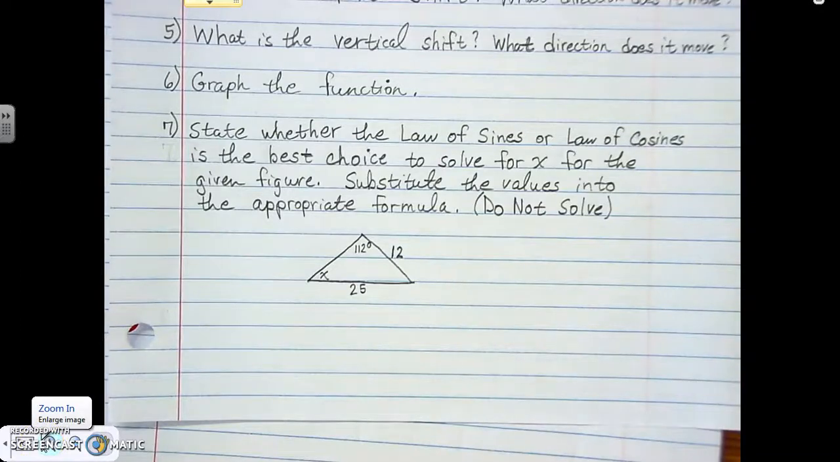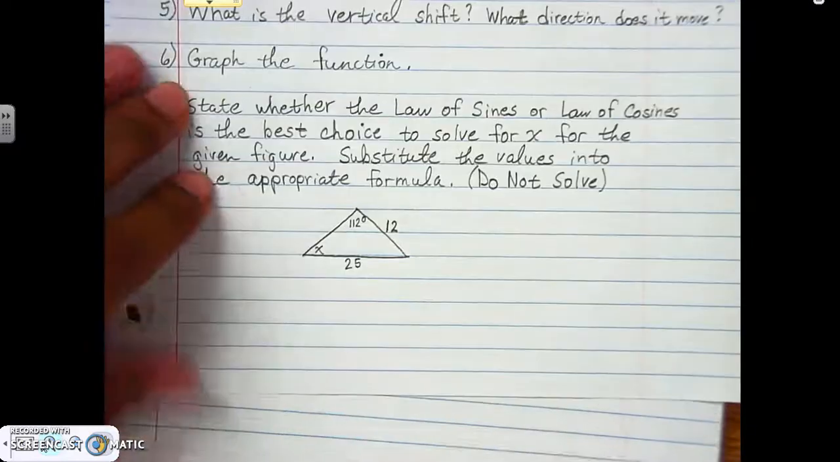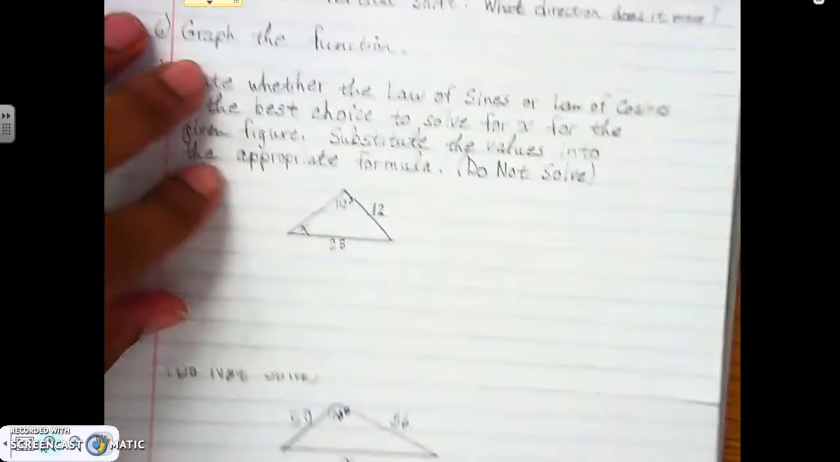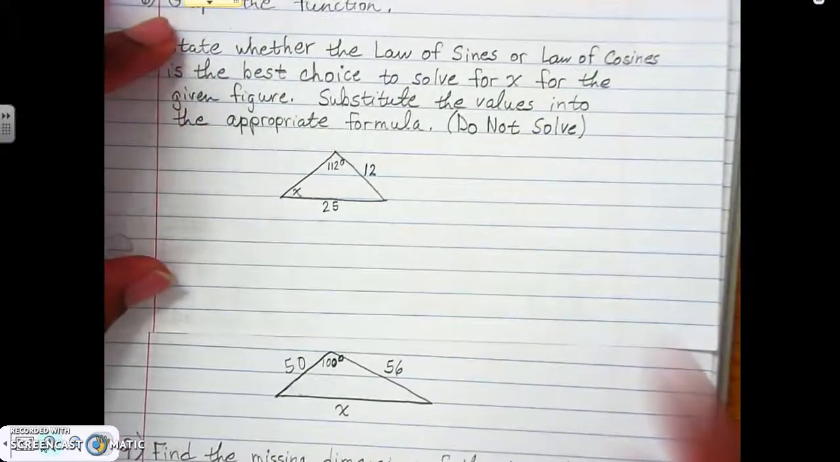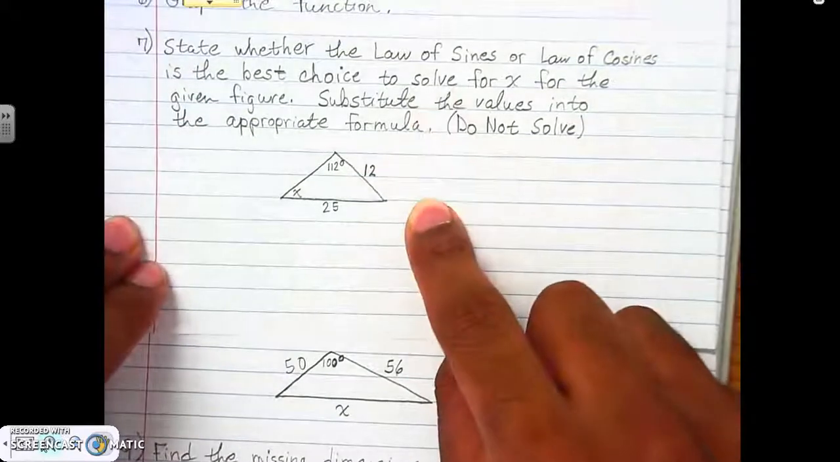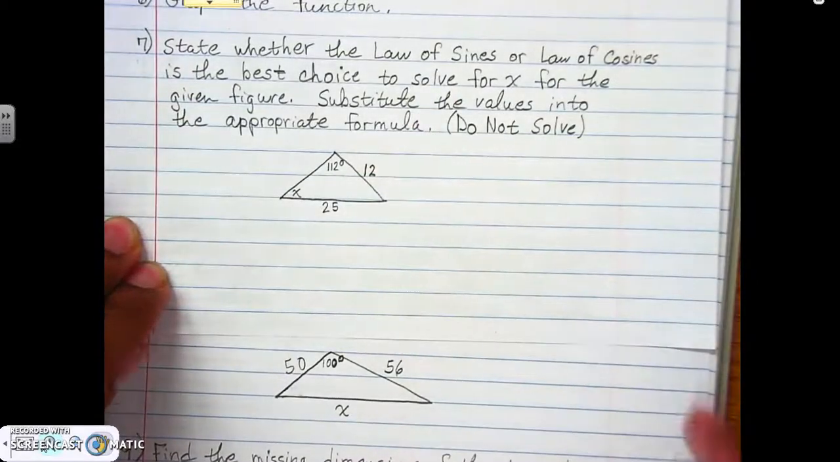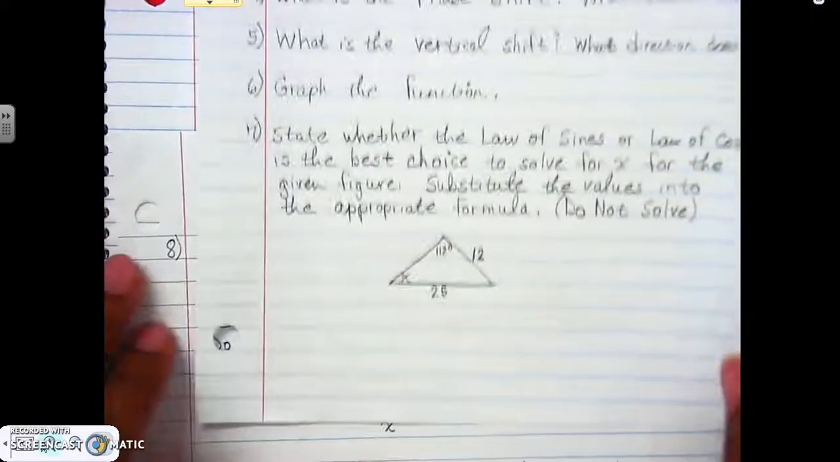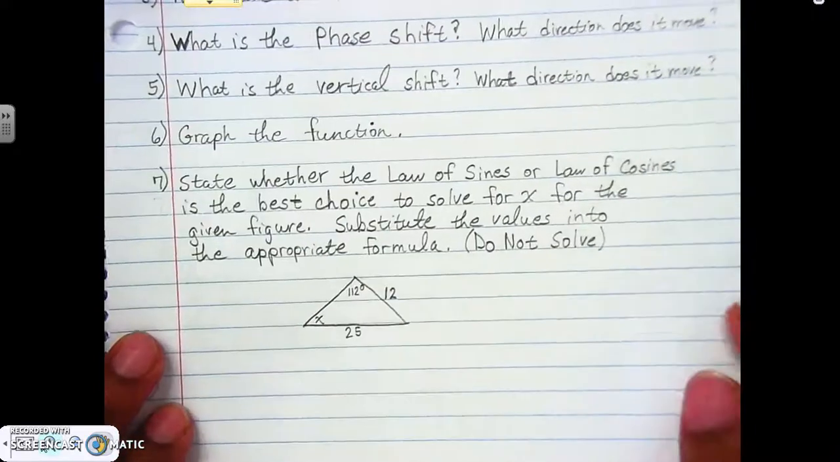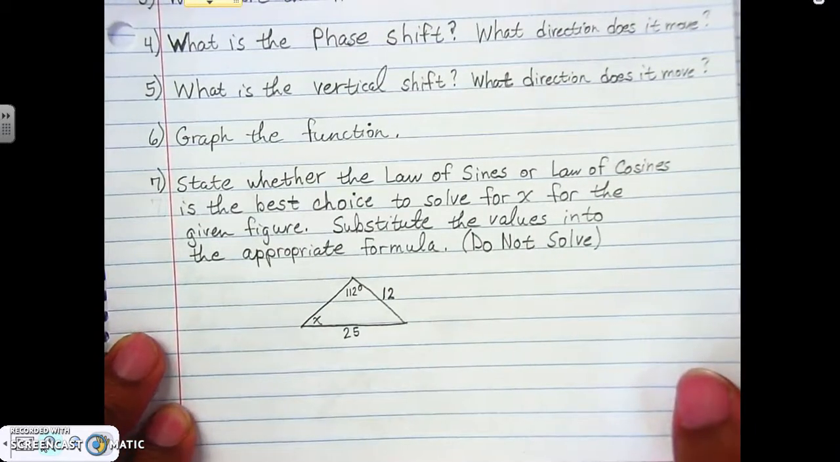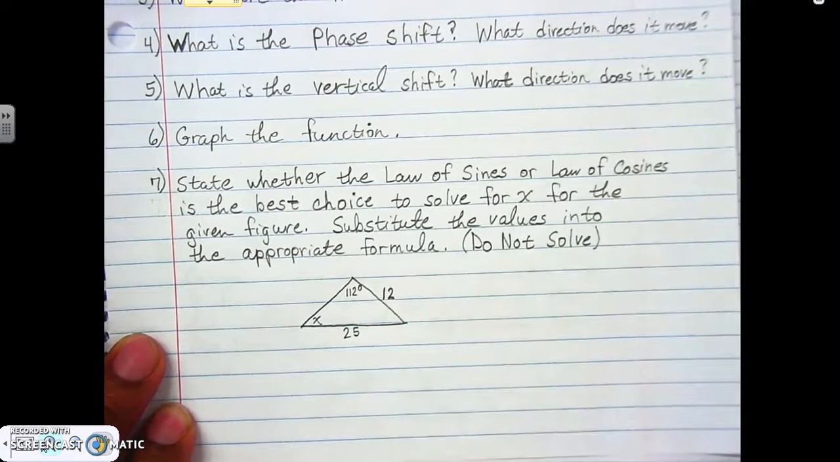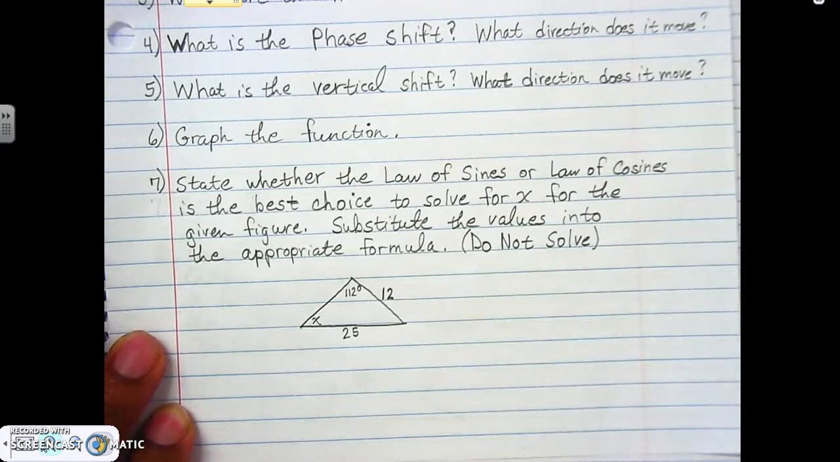Question 7 and question 8 have the same exact directions, but they give you two separate triangles. So here, example 7 is here with this triangle. Example 8 is here with this triangle. And the whole thing says to state whether the law of sines or the law of cosines is the best choice to solve for x for the given figure.